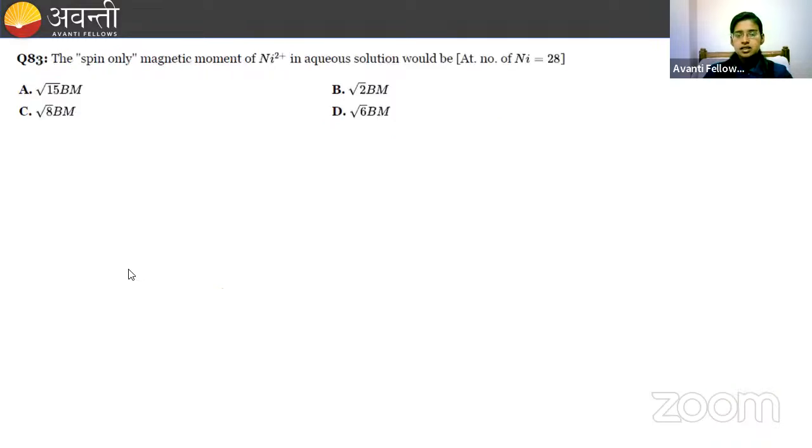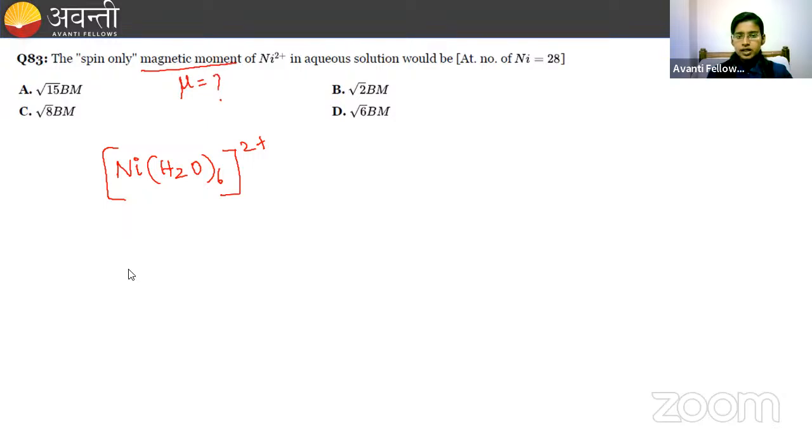Moving on to the next. Question number 83. The spin-only magnetic moment of nickel 2 plus in aqueous solution would be. In aqueous solution, nickel reacts with the water ligand. Six moles of water ligands will come and coordinate with the nickel, which is present in its 2 plus form. Now here we need to find out the magnetic moment, the mu value, of nickel 2 plus.